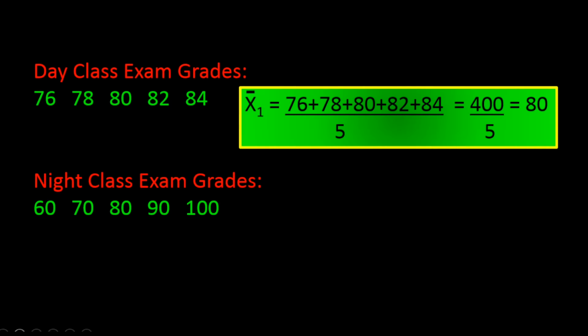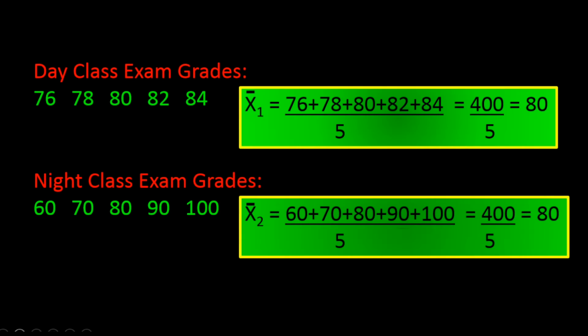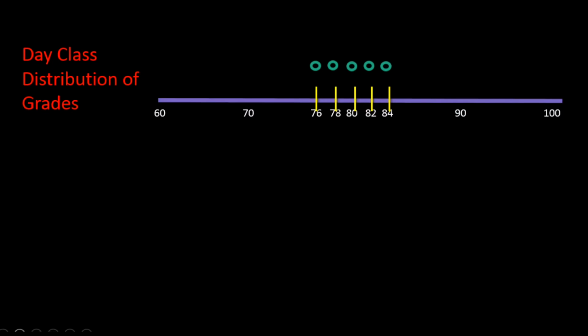76 plus 78 plus 80 plus 82 plus 84 divided by 5, or 400 divided by 5, is 80 for the day students. And x bar 2, the sample mean for sample 2, the night students, is 60 plus 70 plus 80 plus 90 plus 100 divided by 5, which is also 400 divided by 5, or 80. So we see that the mean is the same for the day class and the night class, even though the grades are different. Now let's take a look at how these numbers are distributed.